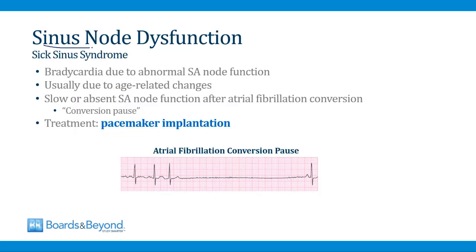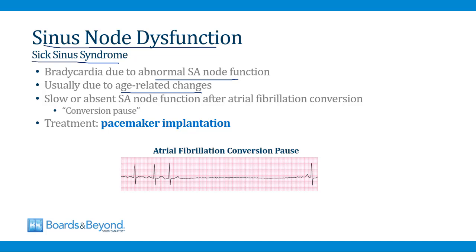Next, let's talk about sinus node dysfunction, which is also called sick sinus syndrome. This refers to sinus bradycardia because of abnormal SA node function, and usually this occurs in older patients and it's caused by age-related changes. As we age, some of our conduction system in the heart is replaced by fibrous tissue, and if enough fibrous tissue develops in the SA node, that will lead to abnormal function of the SA node. This can cause sinus bradycardia and can cause any of the symptoms of bradycardia we talked about earlier, including exercise intolerance, dizziness, or syncope.